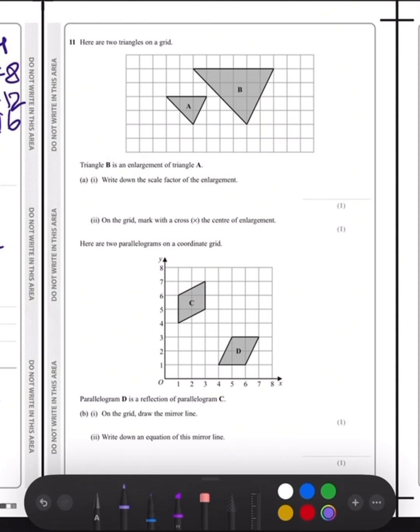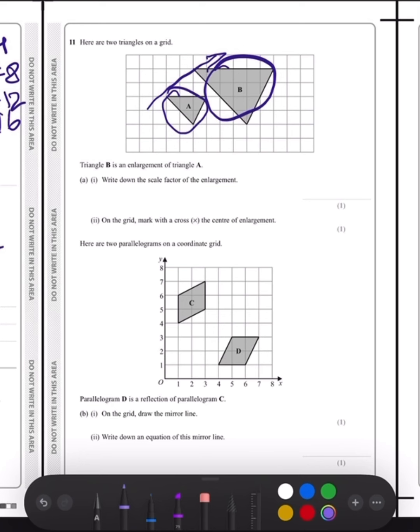Okay. Now if I repeat this question: two triangles on a grid, triangle B is an enlargement of triangle A. Your first part, A: write down the scale factor of the enlargement. Now what do they mean by scale factor? It basically means how many times, or how much difference, it took between A and B to become different versions of themselves.